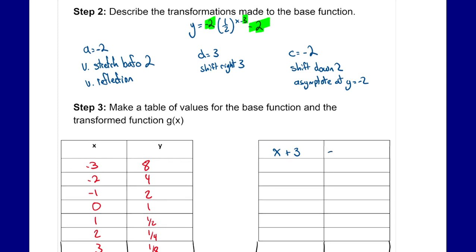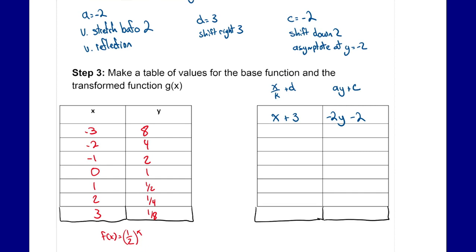For y, it's going to be negative 2 times y minus 2. And again, if we forget our mapping notation, it's x divided by k plus d, ay plus c. So just remember that mapping notation when you're filling out the image points for the transformed function. So we're adding 3 to all of our values for x. So we have 0, 1, 2, 3, 4, 5, and 6. And for the y values, we're multiplying them by negative 2 and then taking away 2. So 18 times negative 2 is negative 16, minus 2 is negative 18. And negative 10, negative 6, negative 4, negative 3, negative 2.5, negative 2.25. So again, just taking those values and applying the transformations to them.